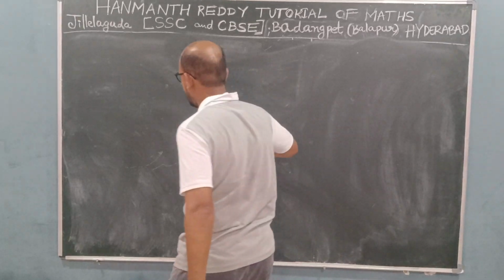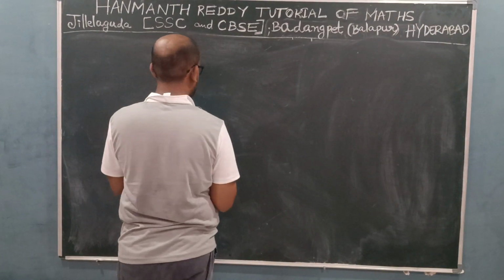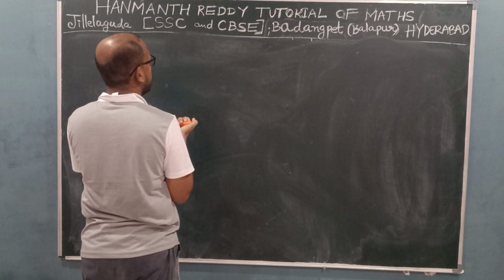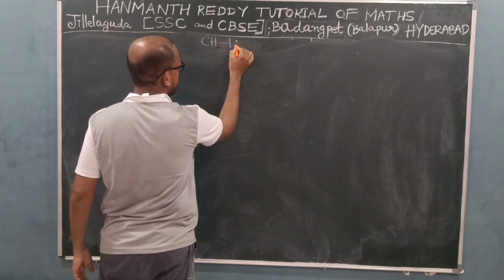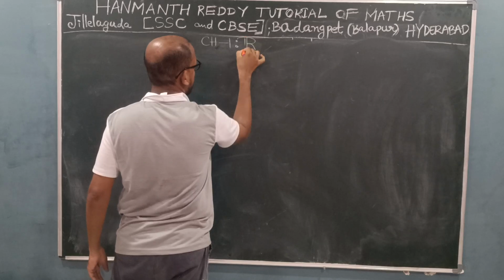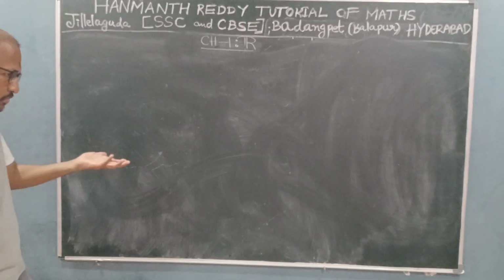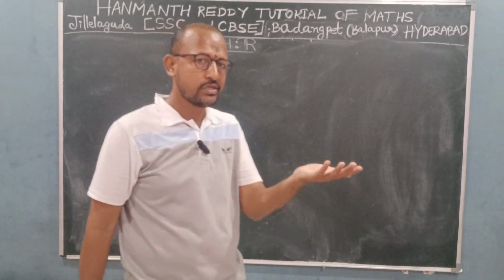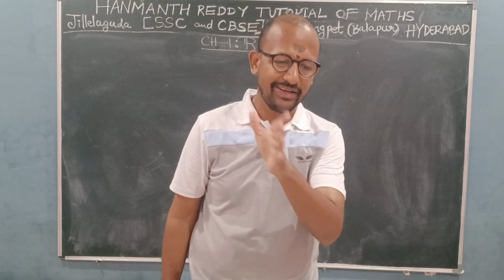Okay? So now I will be discussing real numbers. Our topic name is real numbers. Now I am entering into the definition, chapter 1, real numbers, for both SSC and CBSE. Real numbers, capital R. What is the meaning of real numbers? The combination of rational numbers and also irrational numbers, both together, is called a real number.